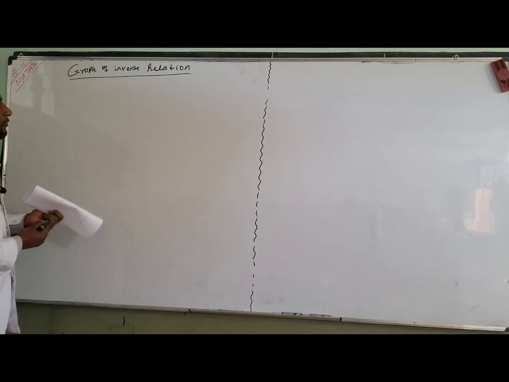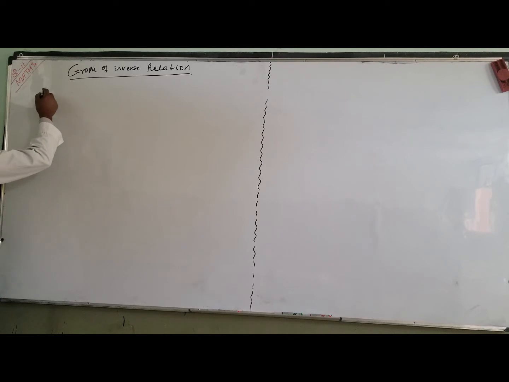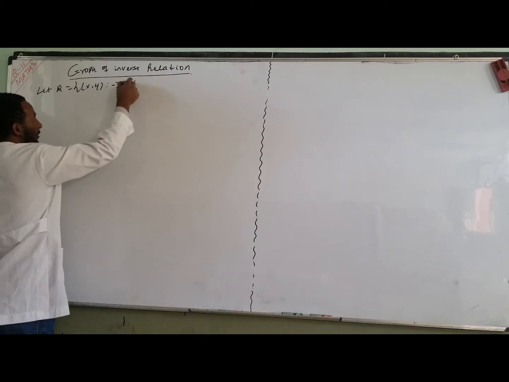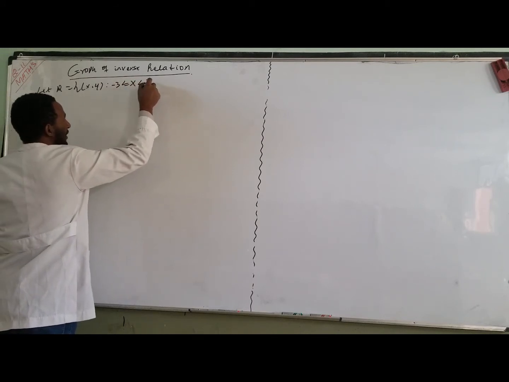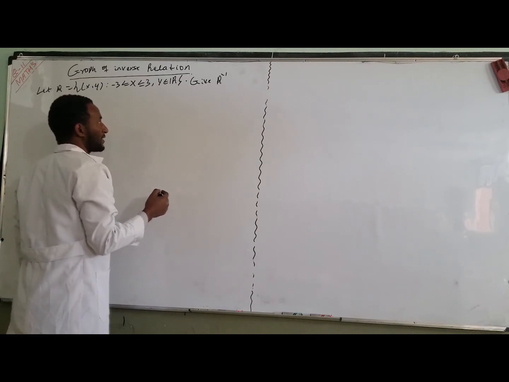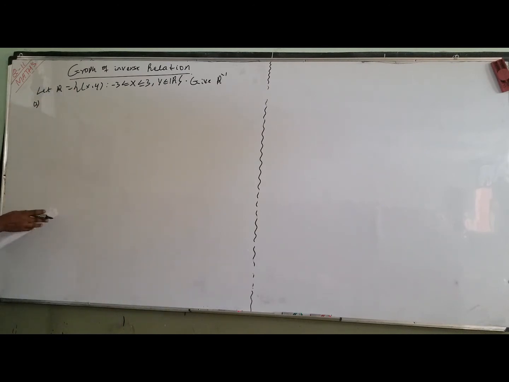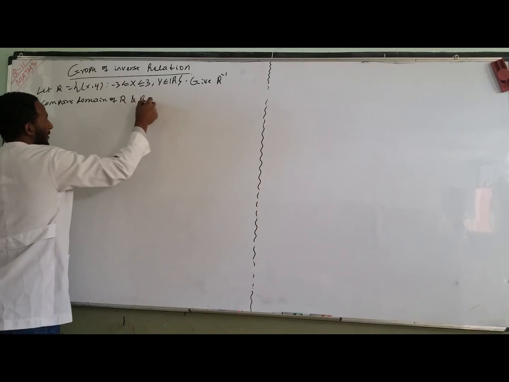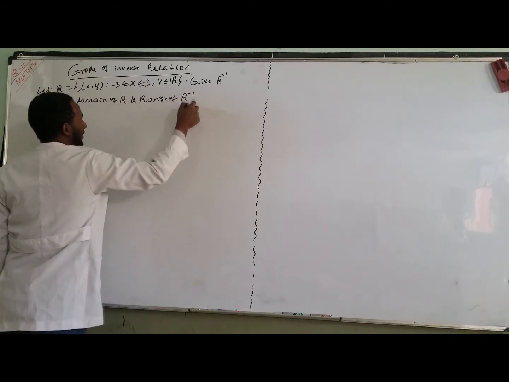Let us see the graph of the inverse relation. Before we see the graph of an inverse relation, let us see one opening problem or take an example. Let R be the set of (x, y) such that negative 3 is less than or equal to x, which is less than or equal to 3, and y is an element of all real numbers. Then give R inverse and compare the domain of R and the range of R inverse.